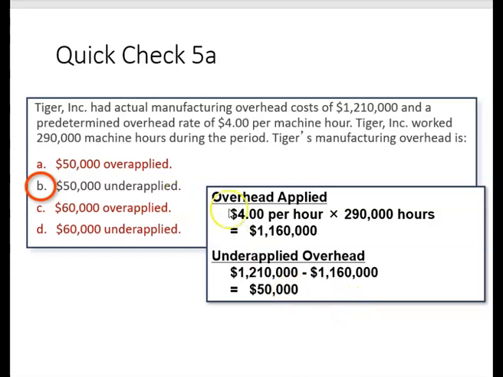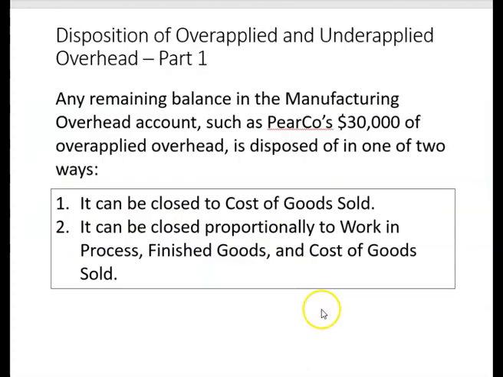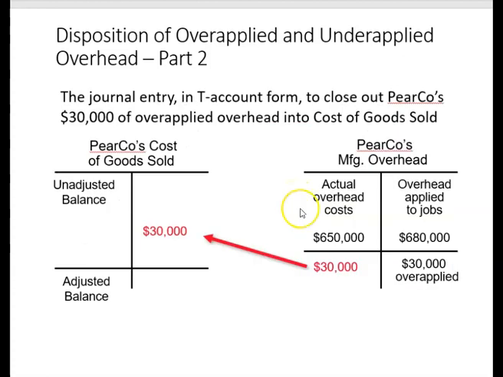All right, so what do I do with that under applied? Well, just like we did in our accounting equation, we can close it to cost of goods sold, and that's what we've done in ours. If the company chooses, they can proportionally close it to some other places, but we teach it in our books just to close it to cost of goods sold for now. So that's what we'll do. So we take it out of manufacturing overhead, and we put it into cost of goods sold.